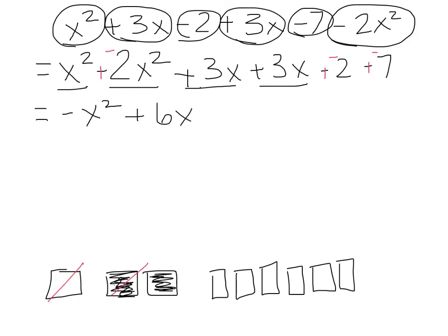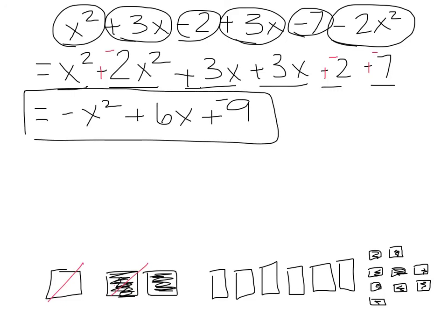And now my last component is my constants. I have a negative 2 and a negative 7, and they're being added together. So again, I can draw them out and say that I have negative 2, which would be the colored in ones, and then I have negative 7. And here's 7, but to make them negative, I would color them all in. And how many negatives do I have? I have 9 negatives. So I would write I have 9 negatives, or I can write adding a negative 9. Either way. And this becomes my final answer.